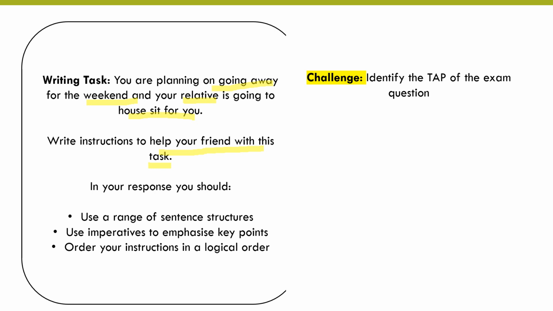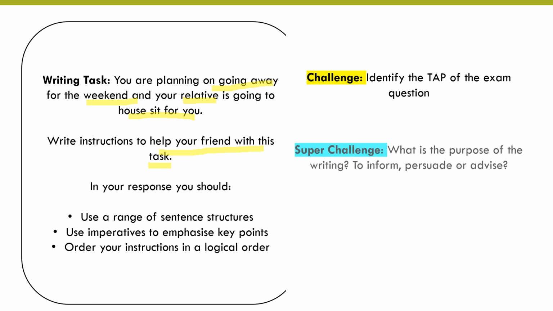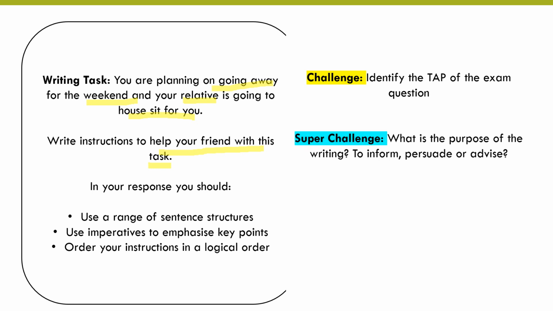But if there are important things to actually relate to them, then that's where we're going to use our imperatives to actually make sure we're reinforcing that. The next thing, what is the purpose of the writing? To inform, persuade or advise. Now this is going to dictate the tone of your writing, so make sure you're aware of who you're writing to and how you want your writing to come across.